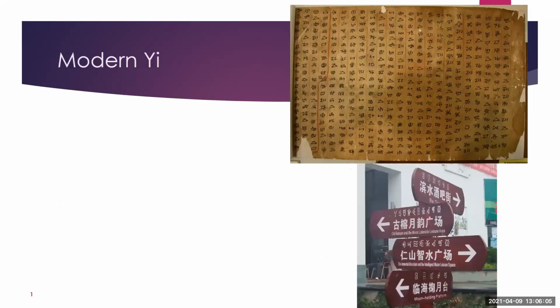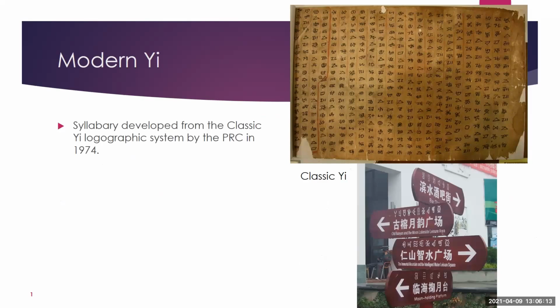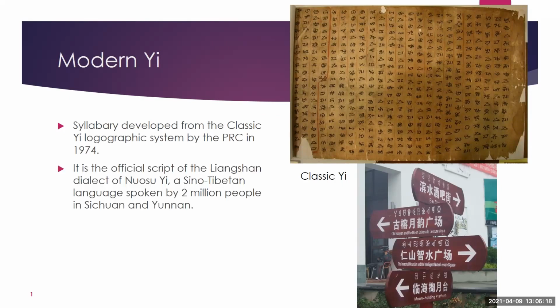And then, yeah, you might be able to guess where this is from by the look of it. So this, I guess I need to pull up the whole thing. So this is modern Yi. The top is classic Yi, which are logograms, but in 1974, the Chinese government took the logographic system and turned it into a syllabary. And so an example of the syllabary is down below in these trilingual signs, but I think I have a chart on the next page as well.